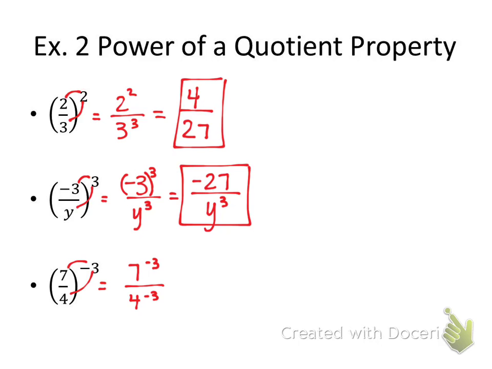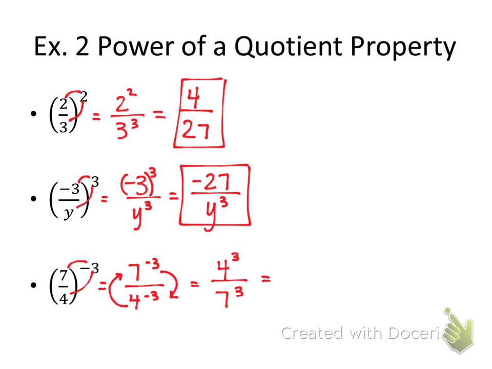So in order to make an exponent positive, we just take wherever the negative exponent is with its base and move it to the other part of the fraction. So 7 to the negative third is in the numerator, so I'm going to move it to the denominator. 4 to the negative third is in the denominator, so I move it to the numerator. Cross the line, change the sign. So 4 to the third power over 7 to the third power.